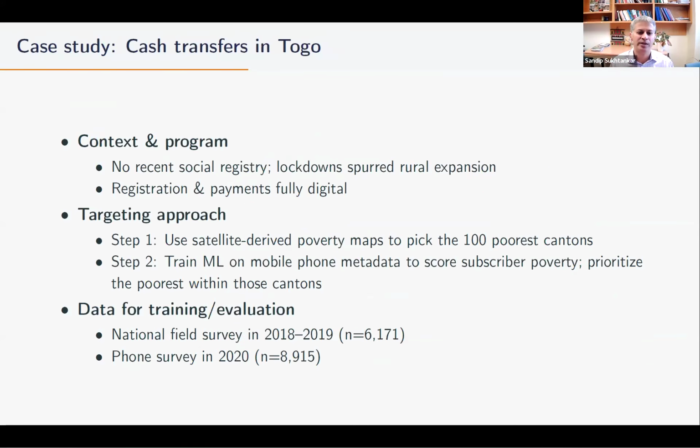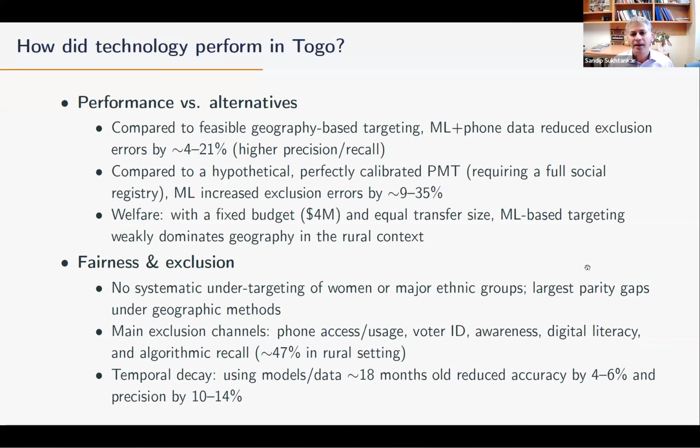You just pick the poorest areas. That's it. Everybody in those areas gets the money. Okay. Compared to something like that, the machine learning and phone data reduced exclusion errors by a significant amount. Now, if you had a perfectly calibrated proxy means test, hopefully, again, I think everybody knows what a proxy means test is by now, that would require huge amounts of data, right? Like a full social registry that you're comparing, that you have all this data on people's assets or incomes.